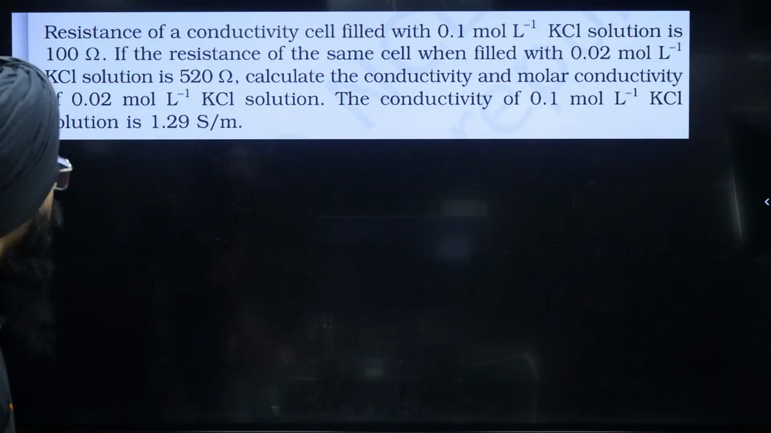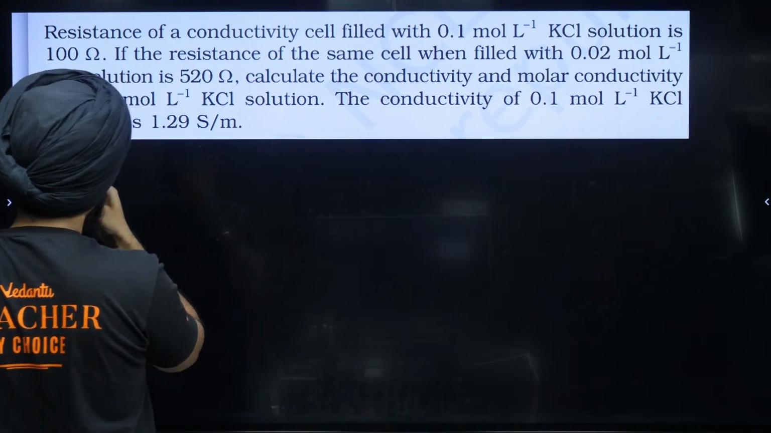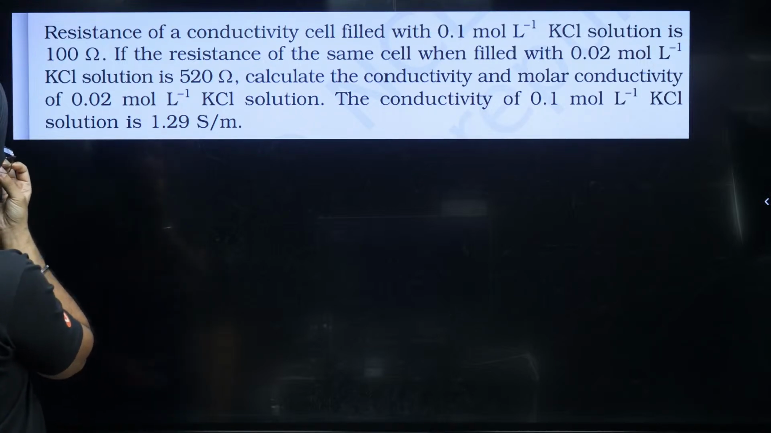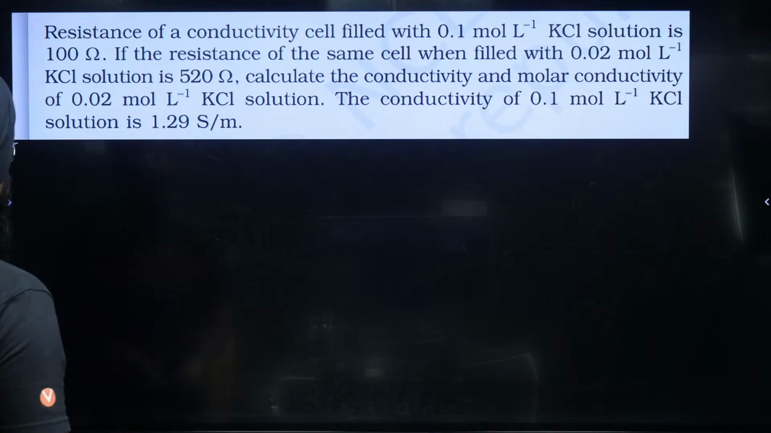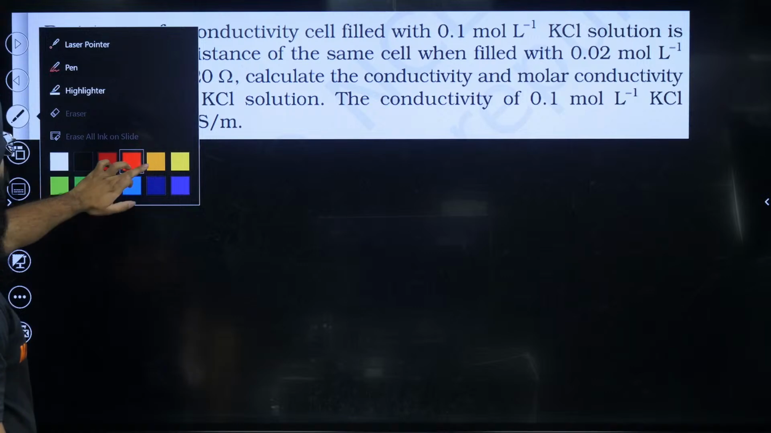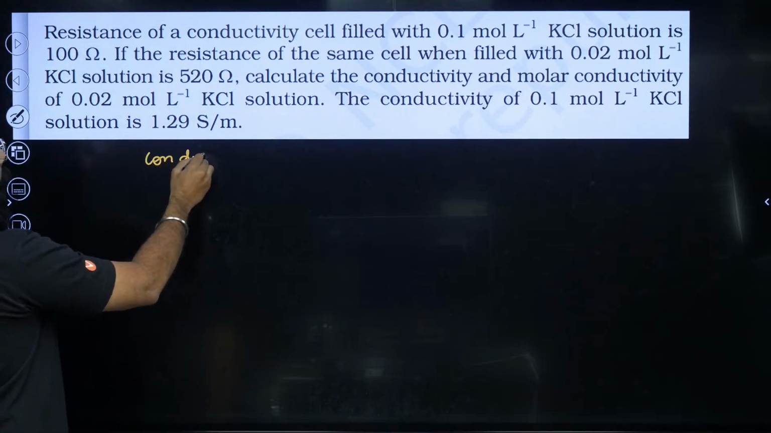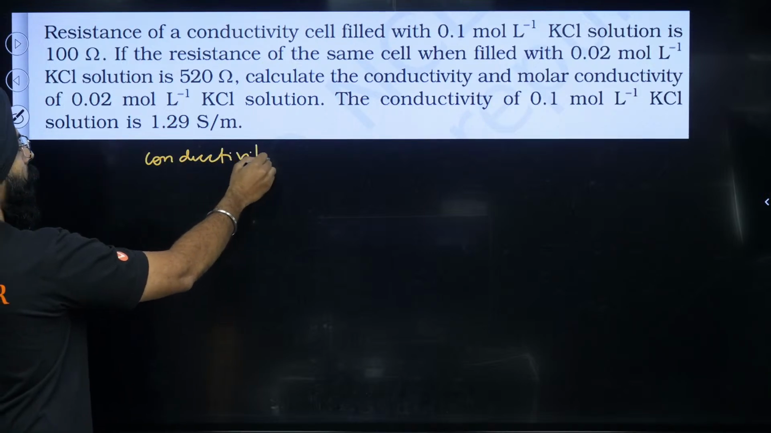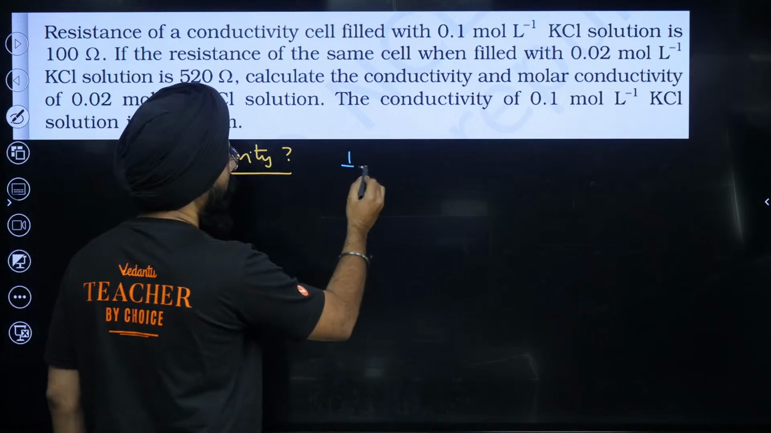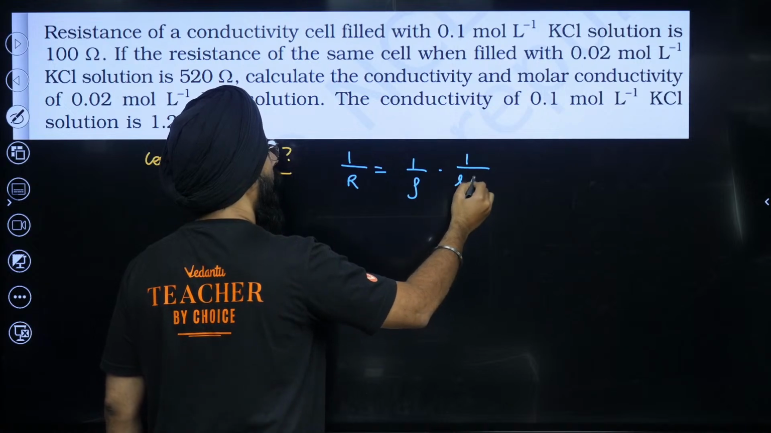Okay. So what's given over here? Resistance of a conductivity cell, that much is 100 ohms. If the resistance of the same cell when filled with 0.02 mole per liter KCl solution is 520 ohms, calculate the conductivity and molar conductivity of whatever. Okay. First, let's calculate the conductivity. Can you figure out how to calculate conductivity? Same idea. 1 by R is equal to 1 by rho into 1 upon L by A.